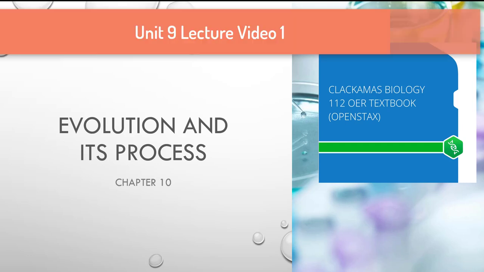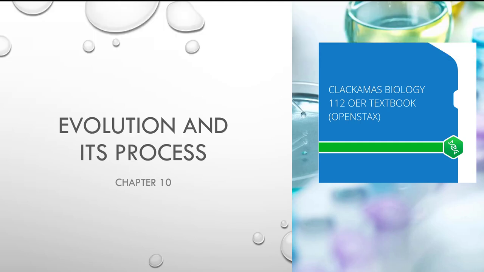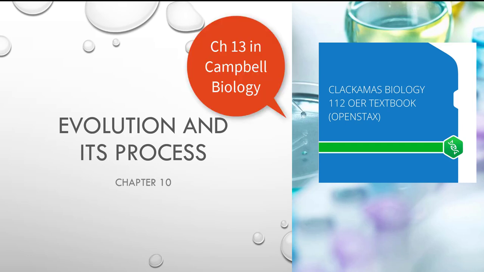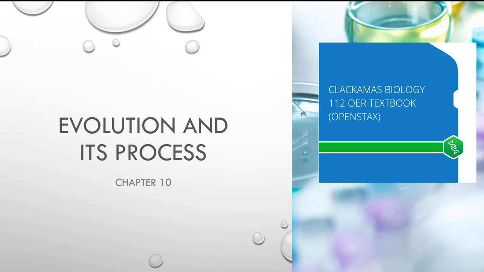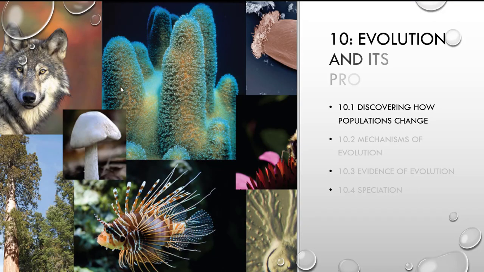Welcome back, everyone. So we're in Unit 9. In this unit, we're going to get into evolution and its process. This is Chapter 10 in our OpenStax textbook. If you're using Campbell Biology, I believe it's Chapter 13, but I can't remember. So let's get into the unit.